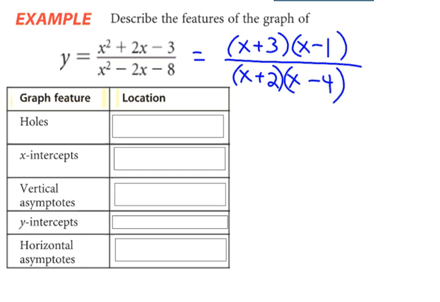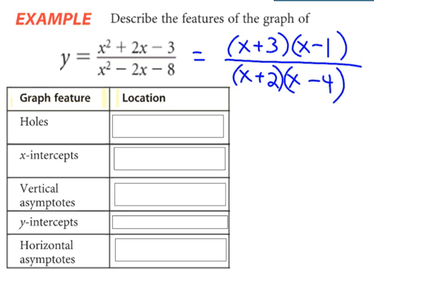Now we're going to try to find: are there any holes in the graph? What are the x-intercepts? Are there vertical asymptotes? If there are, where are they? What are the y-intercepts? And what are the horizontal asymptotes? And we can do all of this just by working with this equation, okay? The holes in the graph.